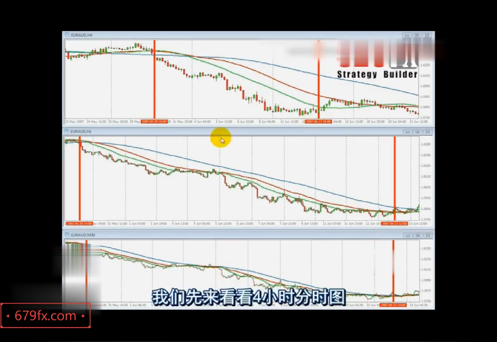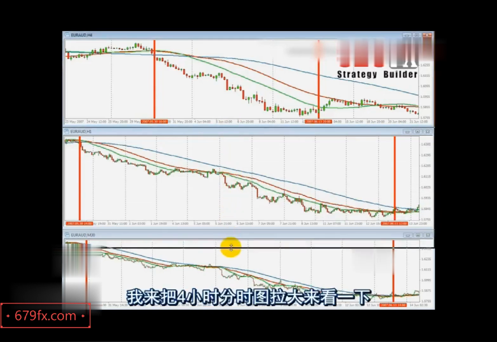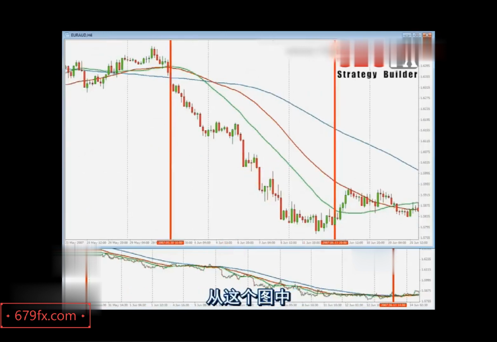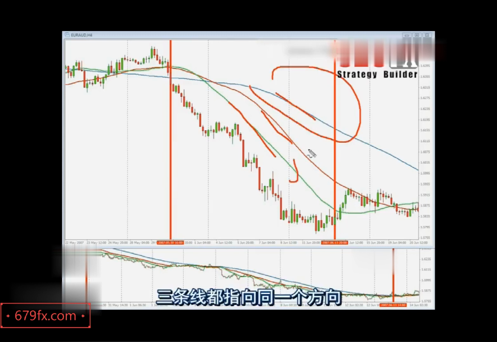Actually, let's begin with the 4 hours time frame. Let me expand the 4 hours time frame so we have a clearer picture. In the 4 hours time frame, we can clearly see how all the three simple moving averages are in order, price nowhere near the 100, and they all point in the same direction. So we are downtrending.